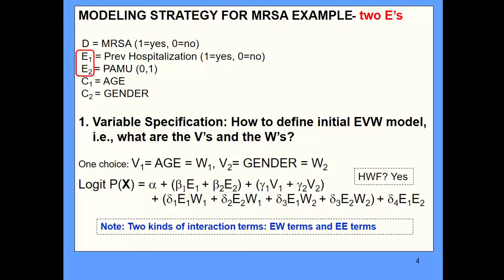So the problem, just for this simple situation, imagine if you had 5 of these E's and how much more complicated it would be. But just look at this situation. So what do you do here? One of the issues you have to worry about, if you're following the modeling strategy, is that this is your starting model. Let's say we decided this is the starting model. What's the next step after the variable specification stage? Is the model hierarchically well formulated? The answer is yes. What's the next step? Interaction assessment. How do you do that?